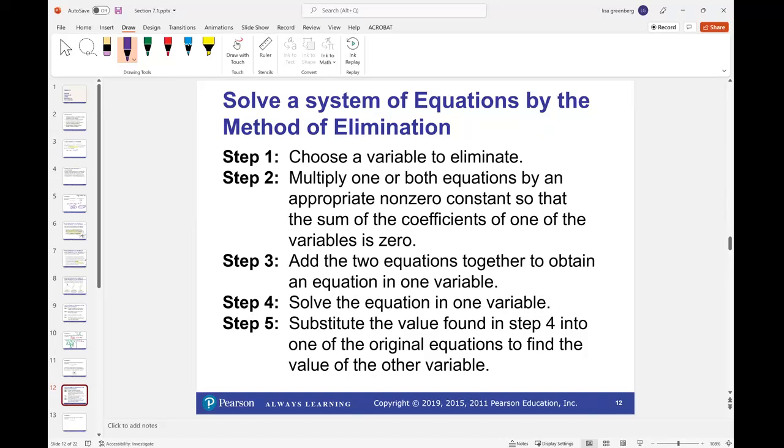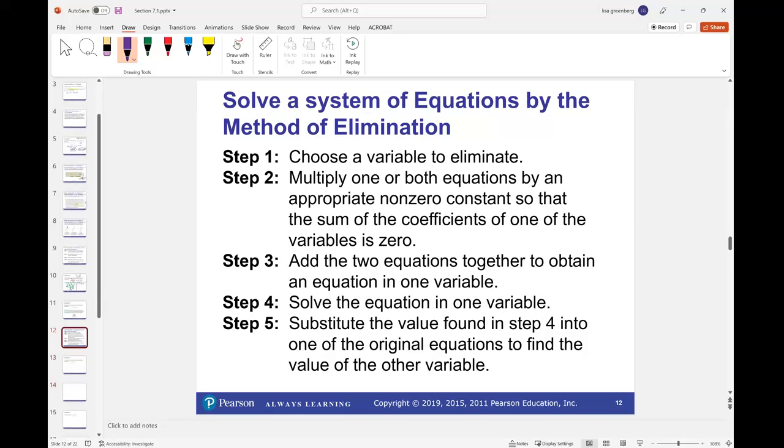Then we're going to add the equations together. And when we do, we're going to get one variable because we're going to have eliminated the other variable. Now, once we only have one variable, we're going to solve the equation with one variable. And then we can substitute the value back into the equations and we can find the value of the other variable. Like we did with substitution.